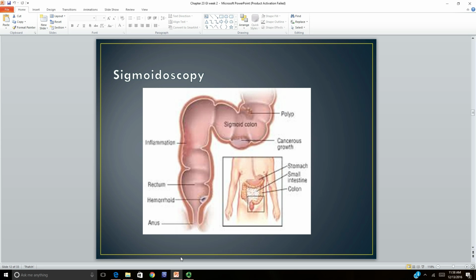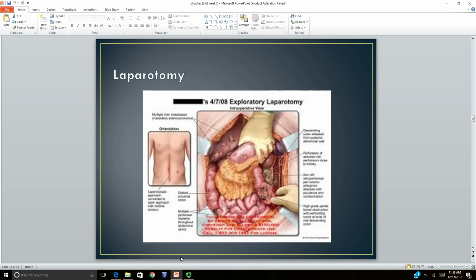A sigmoidoscopy is performed to examine tissue or obtain a biopsy specimen of the sigmoid colon and rectum. The patient is in the prone or lithotomy position, and the scope is inserted. Laparotomy is open surgery of the abdominal cavity for access to the abdominal organs. It is performed to confirm a diagnosis or detect a specific pathological condition, called an exploratory laparotomy.